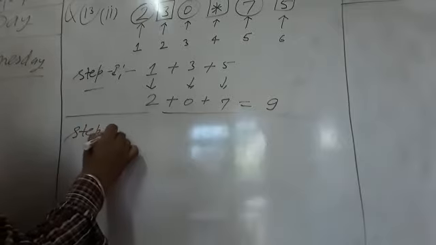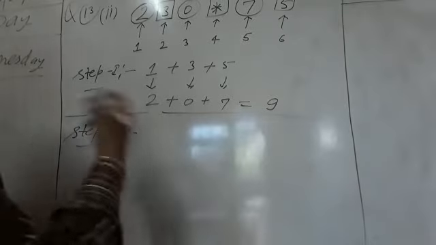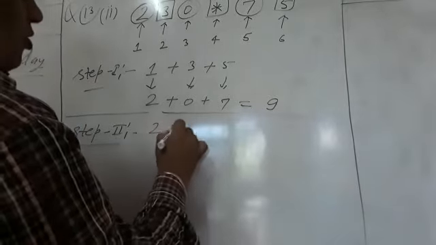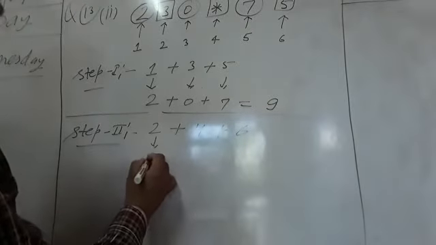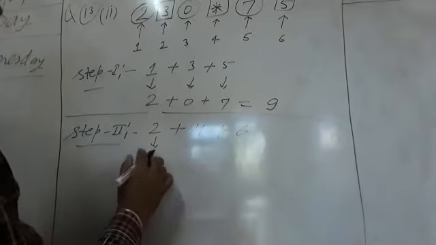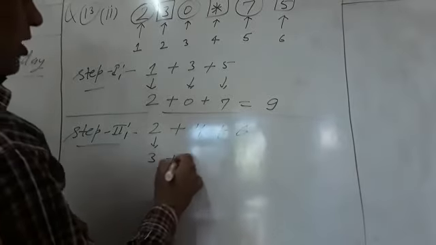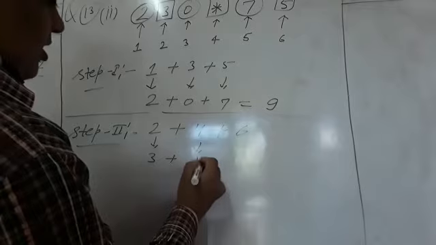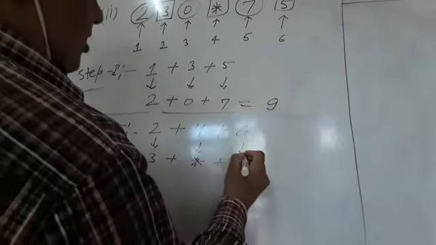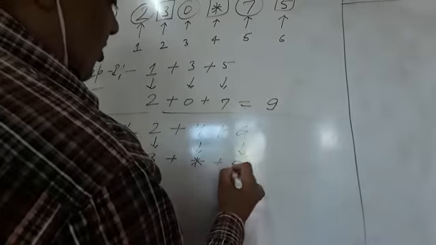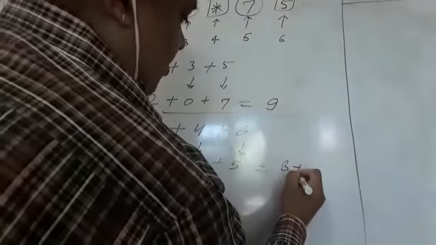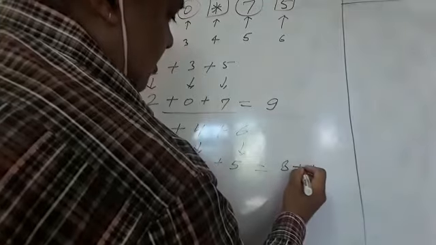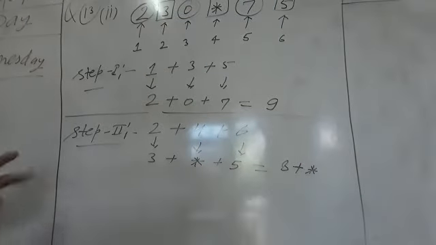Step 2. We take even places: second plus fourth plus sixth. The second is 3, the fourth is star, and this one is 5. Now 3 plus star plus 5, you get 8 plus star. Is it clear? I think you have understood step 1 and step 2.